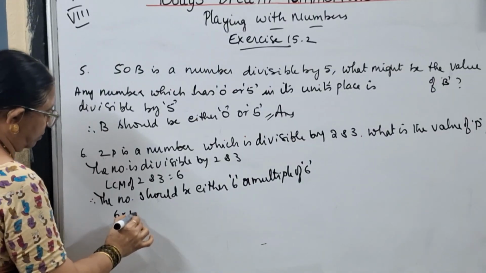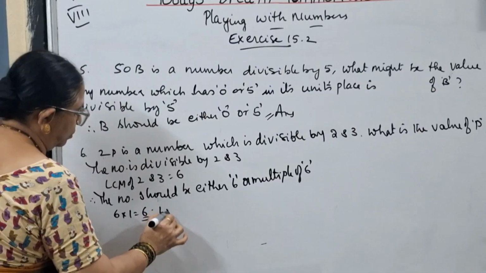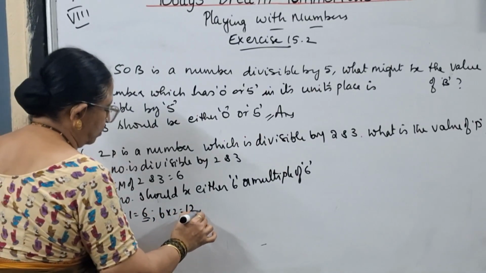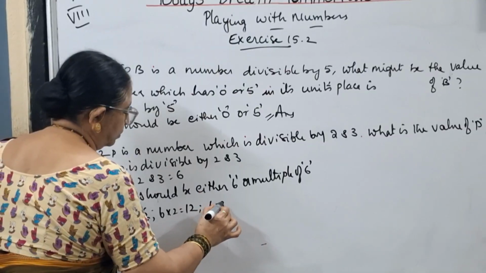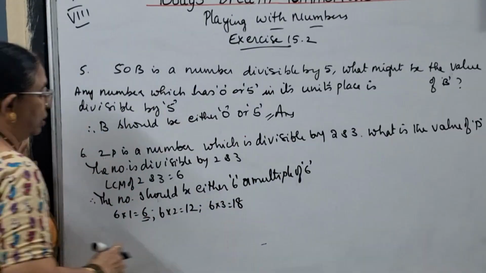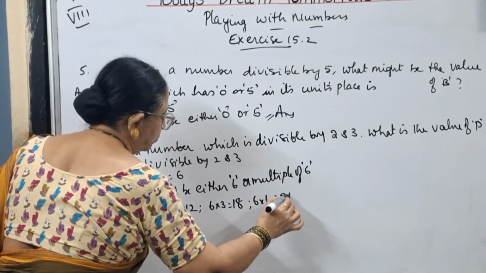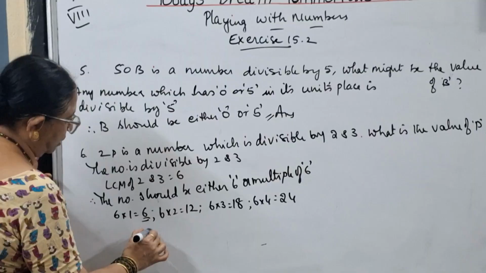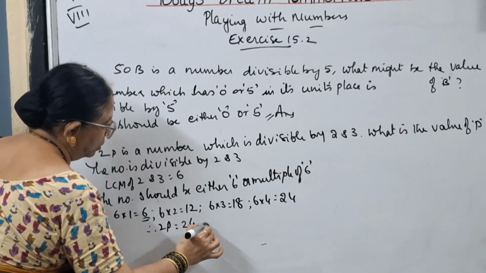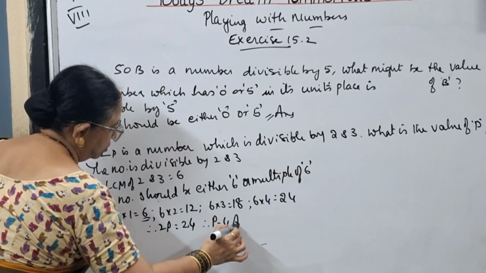That means what? 6 into 1 is 6, but it is only one digit. 6 into 2 is equal to 12, but you have 2p, so you cannot do it here. 6 into 3 is 18, but even that you cannot because it is 2p. Now if you go to 6 into 4 is 24. So we'll be saying that 2p means 24. Therefore, p is equal to 4 is the answer.